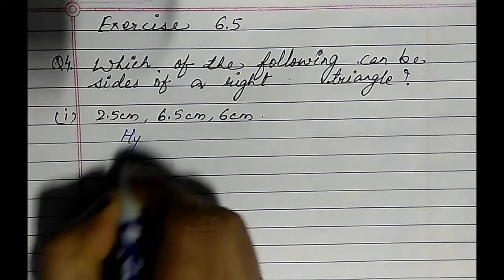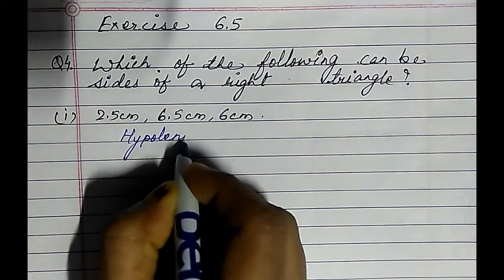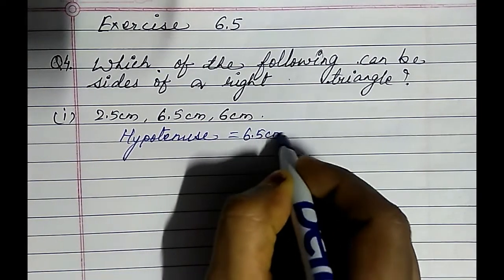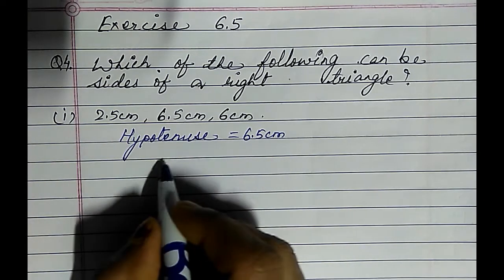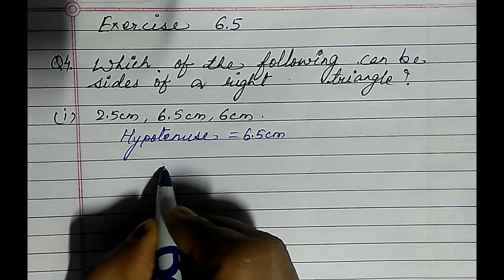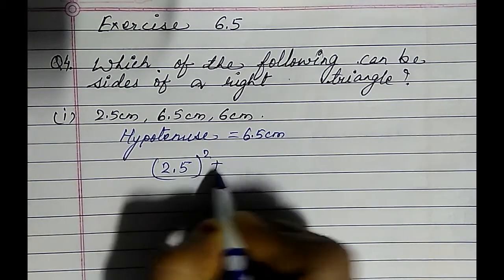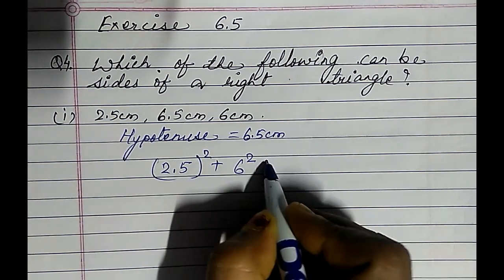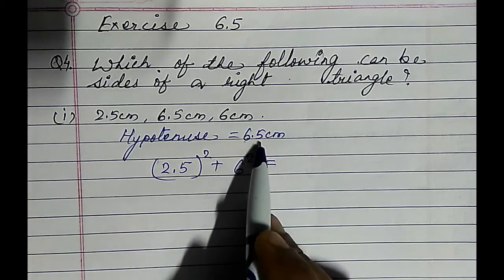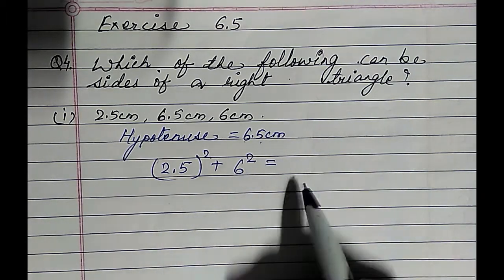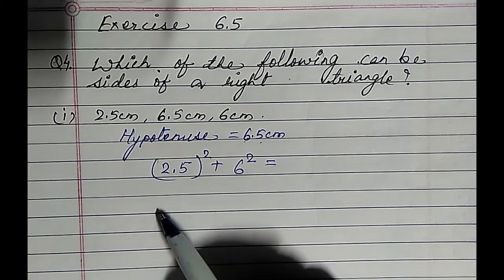Here hypotenuse is 6.5 centimeter. तो what is the square of the hypotenuse? So सिर्फ मुझे ये चेक कर लेना है कि 2.5 का स्क्वायर और 6 का स्क्वायर अगर 6.5 के स्क्वायर के बराबर हो गया तो ये राइट ट्रायंगल होगा. If it is not equal, this triangle won't be a right triangle.